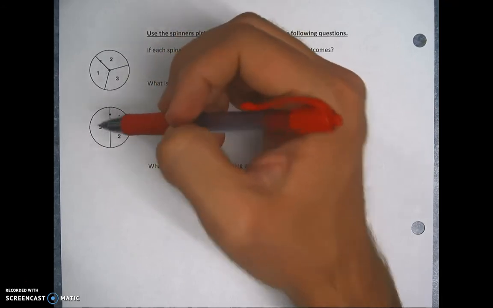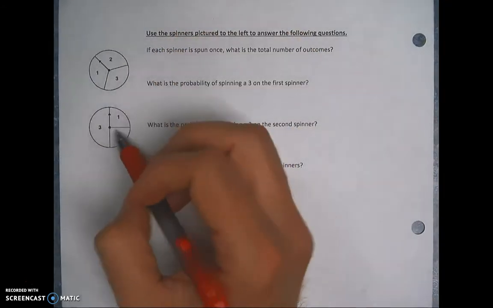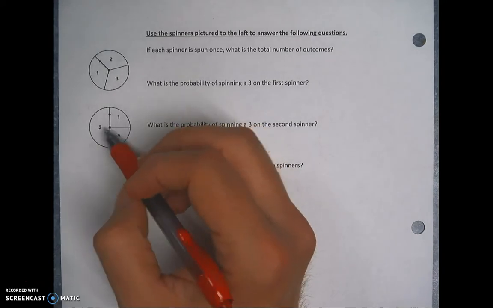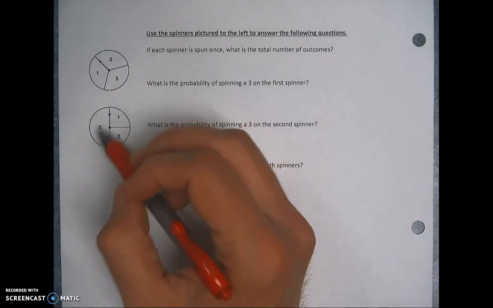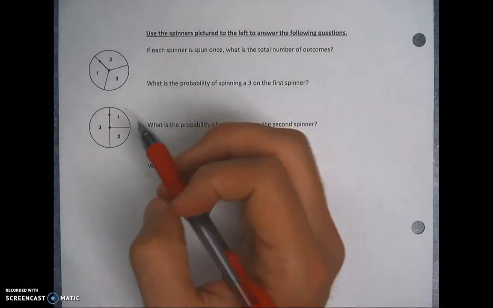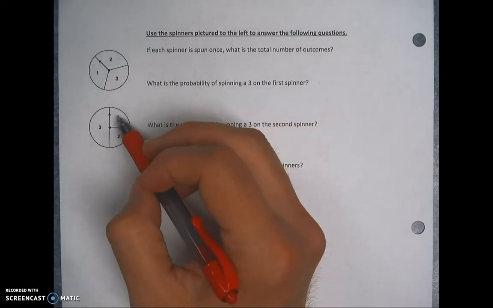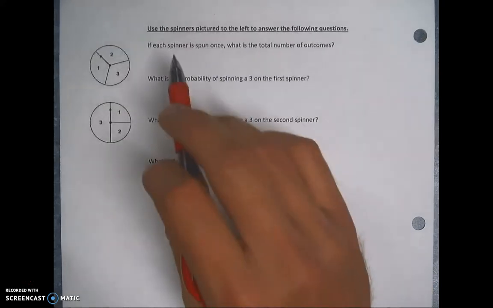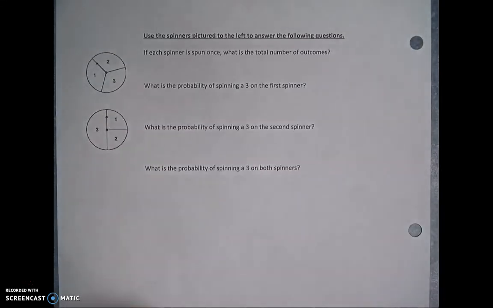On the next spinner, there's also three different outcomes. Okay, a 1, a 2, or a 3. Now a 3 is clearly more likely, but there is no 4, there's no 5. How many outcomes are there? There's 3. You could get a 1, you could get a 2, you could get a 3. So where it says each spinner is spun once, what are the total number of outcomes?